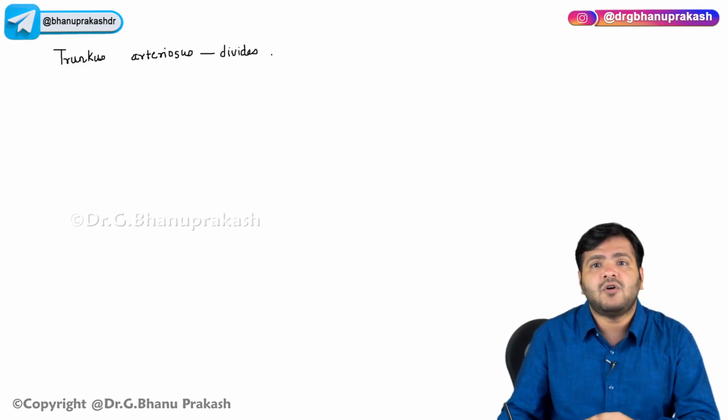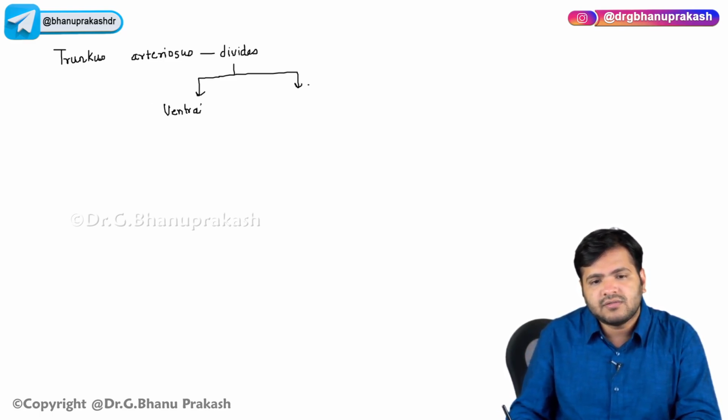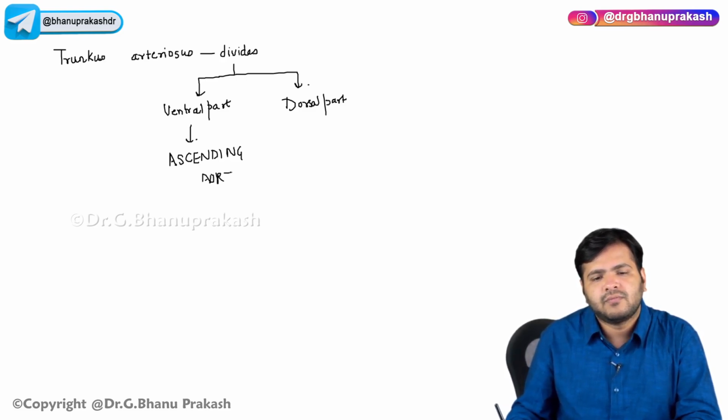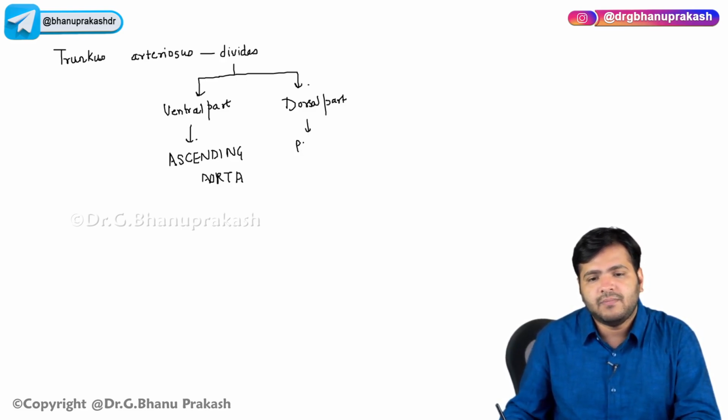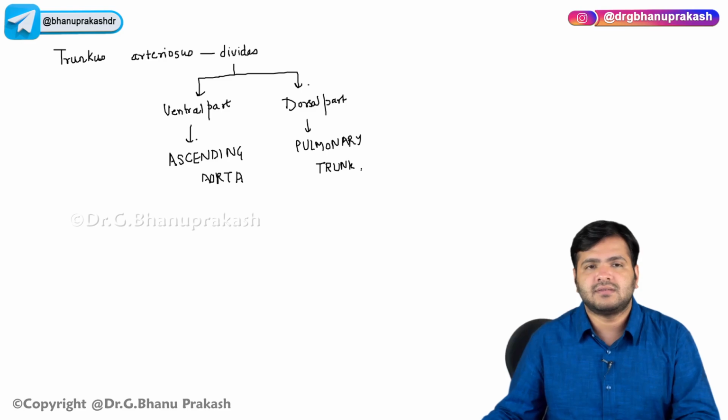Now remember the truncus arteriosus. It divides to form the ventral part and the dorsal part. The ventral part will form the ascending aorta, and the dorsal part will form the pulmonary trunk. So let's discuss this.